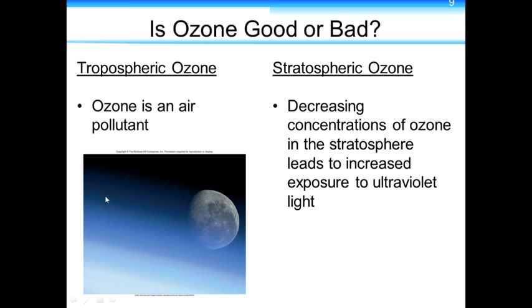So we talked about ozone in the troposphere. In the troposphere, it's a pollutant. Ozone contributes to smog and other types of pollution. In the stratosphere, it's important. We need ozone in the stratosphere. If we take away that precious stratospheric ozone layer, that's going to increase the amount of dangerous, high-energy ultraviolet light that reaches the Earth.